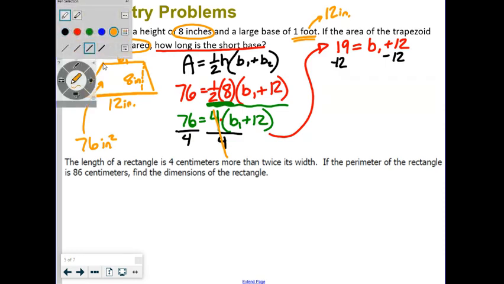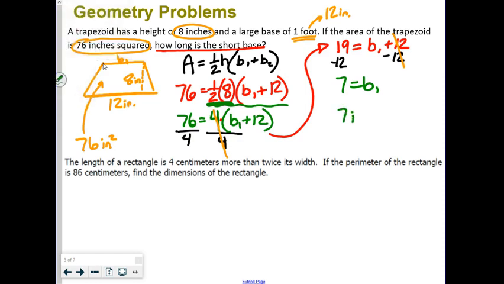All right, the 12s cancel there. And 19 minus 12 is 7. That's equal to B1. So that is the short base. It's 7 inches, right? So to label that, that'd be 7 inches for the label.